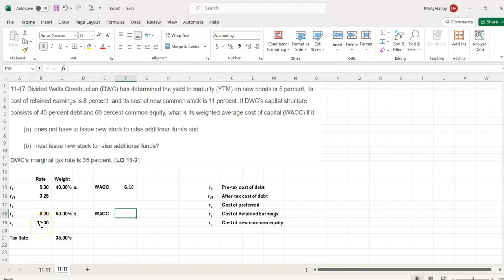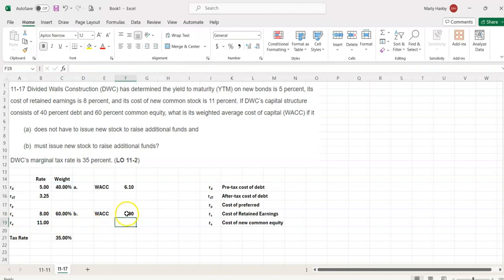So now if we need additional stock, then the debt's going to be the same. So the 40% times the 3.25, then plus the 60% times the cost of new common equity, and hit return.